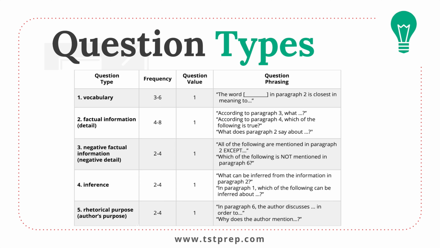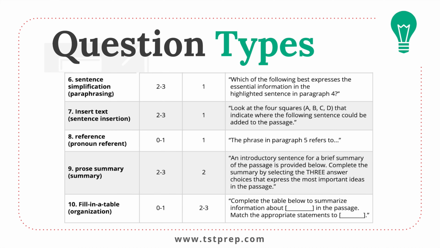Okay, question types. I'm going to just go briefly through them. There are 10 in total. The most popular are the first 2, vocabulary and factual information, which is like a detail question. There's negative factual information, inference question, rhetorical purpose. Inference and rhetorical purpose are kind of like why questions. There's sentence simplification, where you have to paraphrase a sentence. Insert text. A reference question is very rare, but sometimes it comes. A prose summary and fill in the table question.